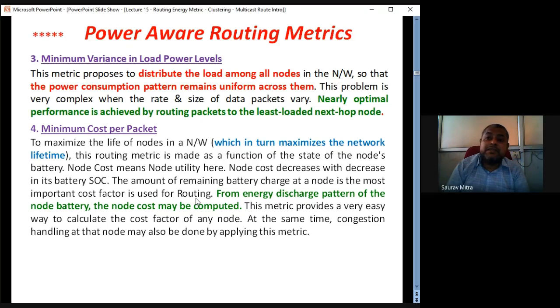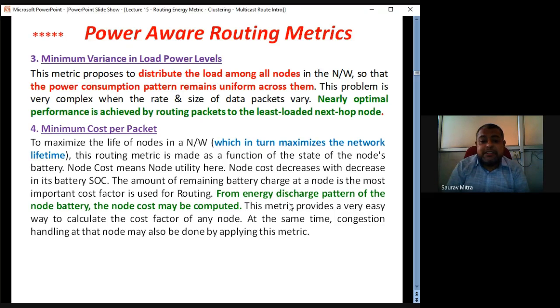So for routing, this is the prime or main factor. We have to first check how much energy is left in the node. If more energy is left, then only we will take that node for routing. Otherwise, no. From the energy discharge pattern of the node battery, the node cost may be computed. Whether it is very fast discharging or slowly discharging means that the node will be active for a longer period of time. That will keep the network active for a longer period of time.